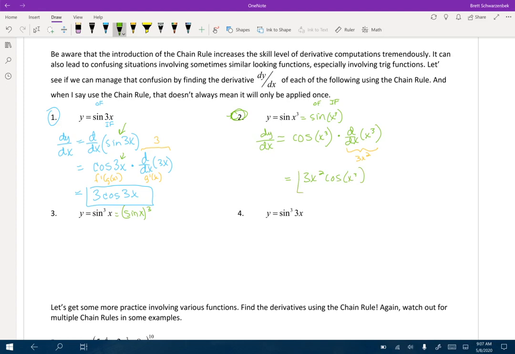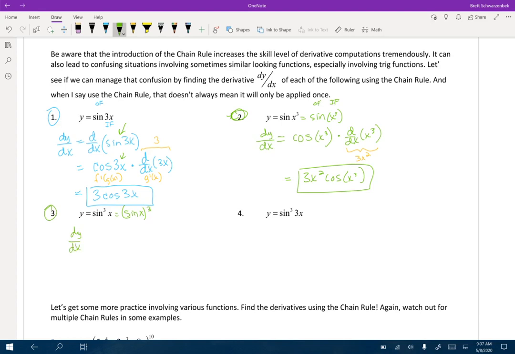This is the derivative of our function. Okay, so number 1 and 2 are similar because sine is the outer function and the inner function is 3x, x cubed, each one. They are similar in nature, but they create a different problem. But when we move to 3, that all changes. So if you look at 3, when we need to identify outer and inner function, life is changed.